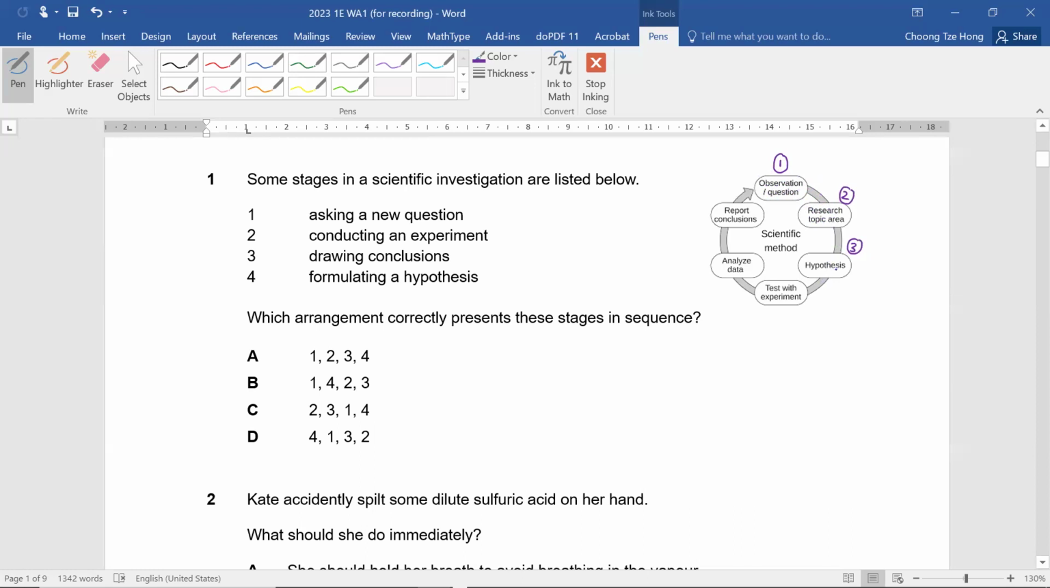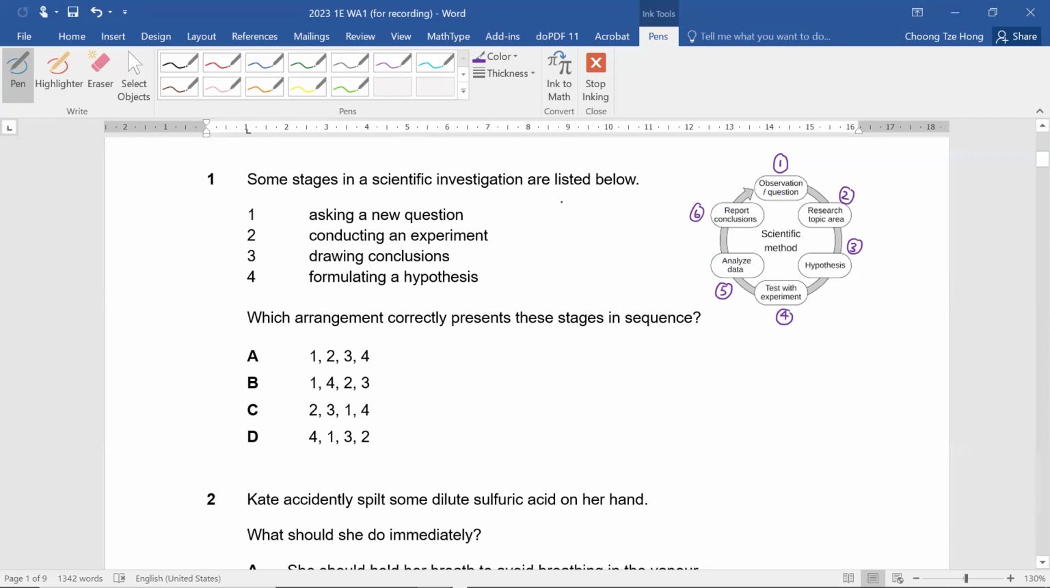After we come out with the hypothesis, we will need to test the hypothesis with an experiment. Once you get the data, you will need to analyze it. After analyzing the data, you will then need to come to some conclusion, and then you will report and share your results. So this is the full steps of the scientific method.